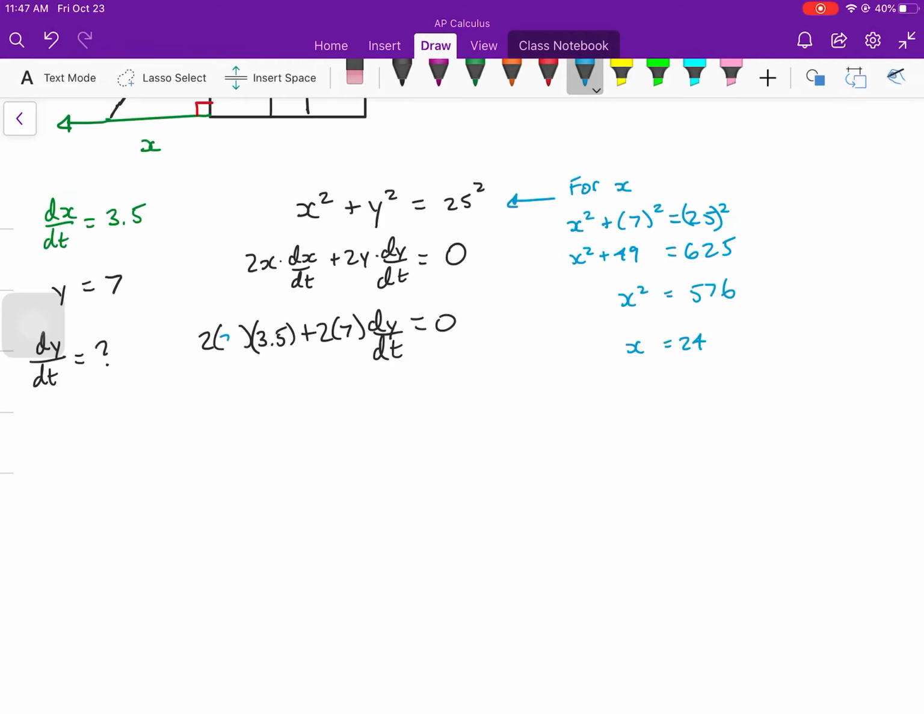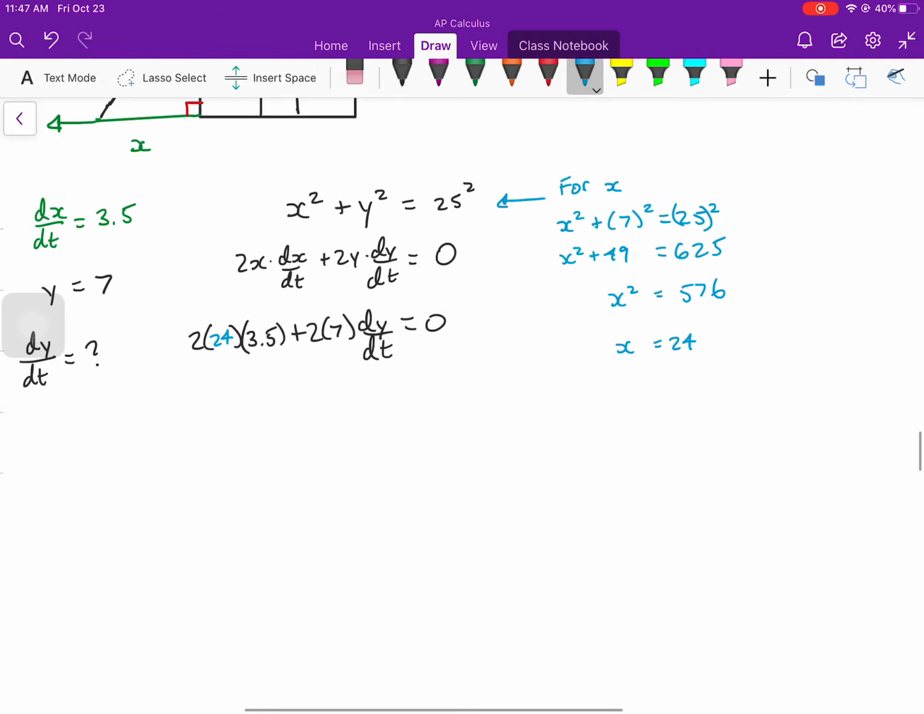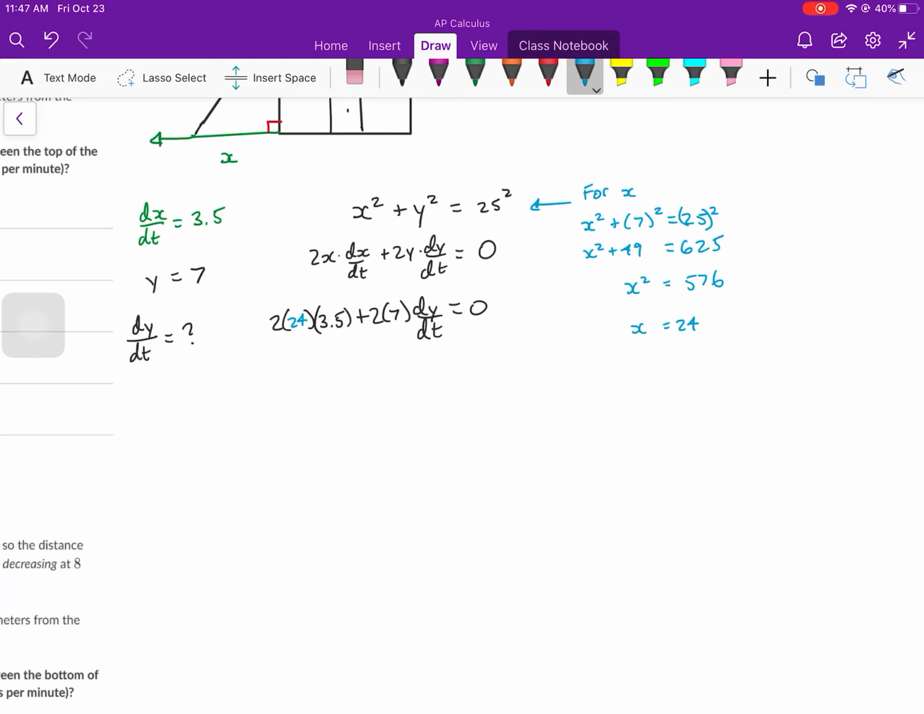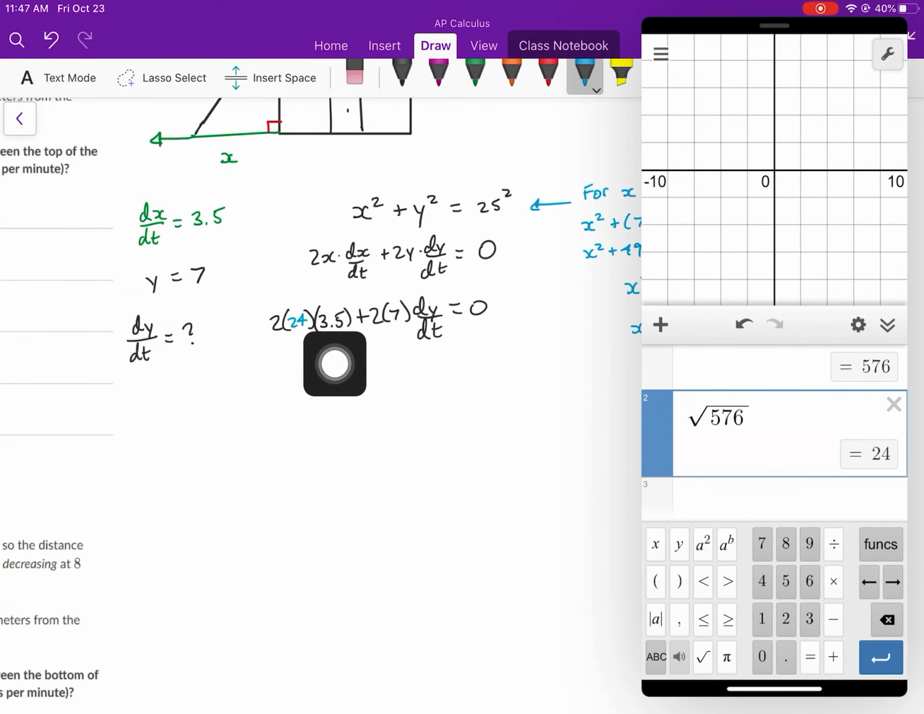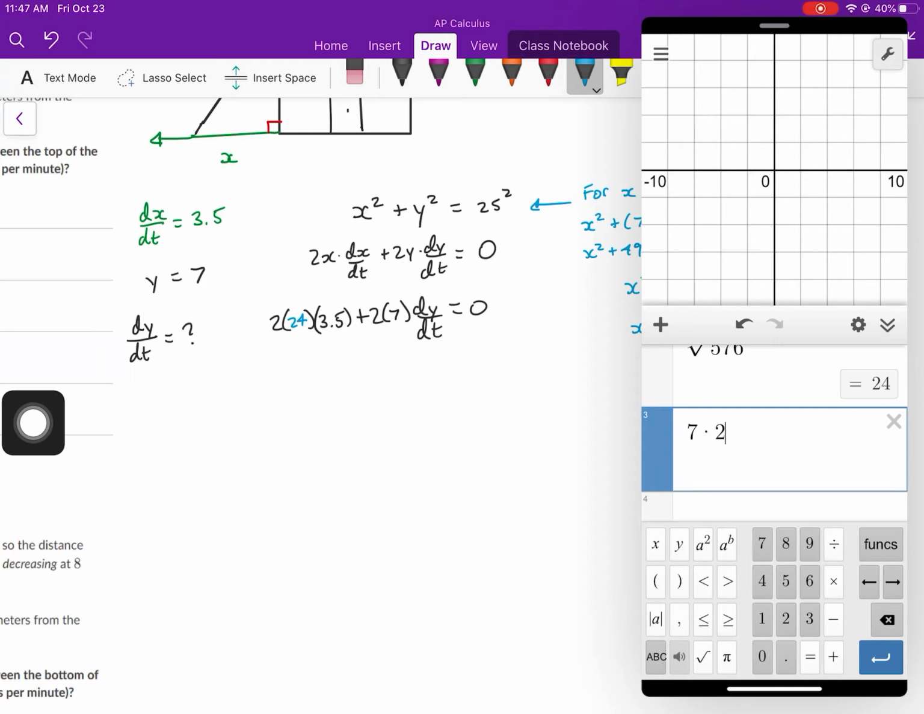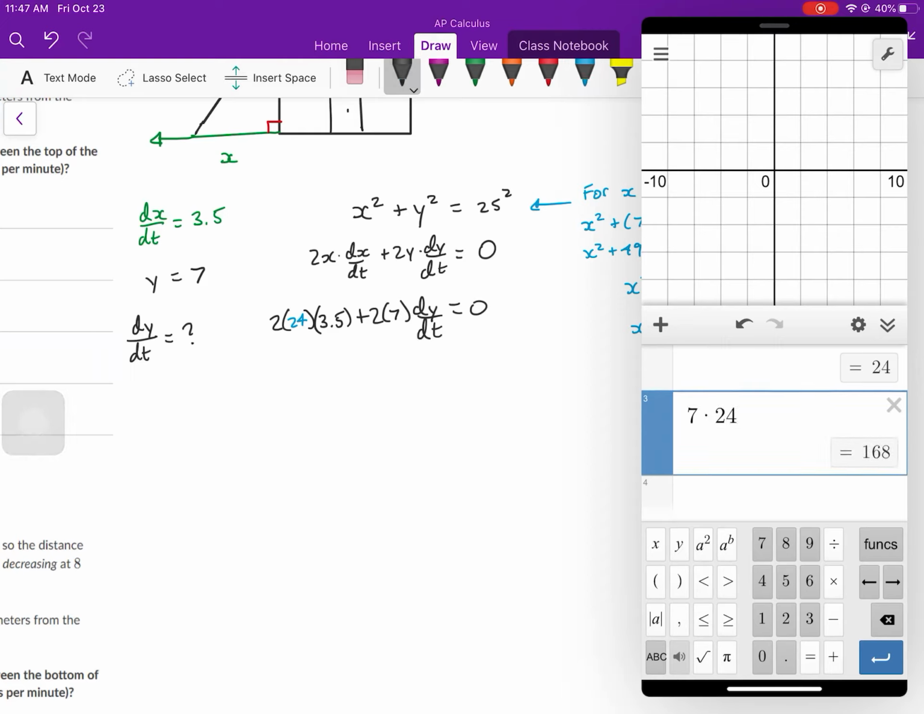So 24 is going to go right here. All right. So 7 times 24, because 2 times 3.5 is 7, right? So 7 times 24 is 168.